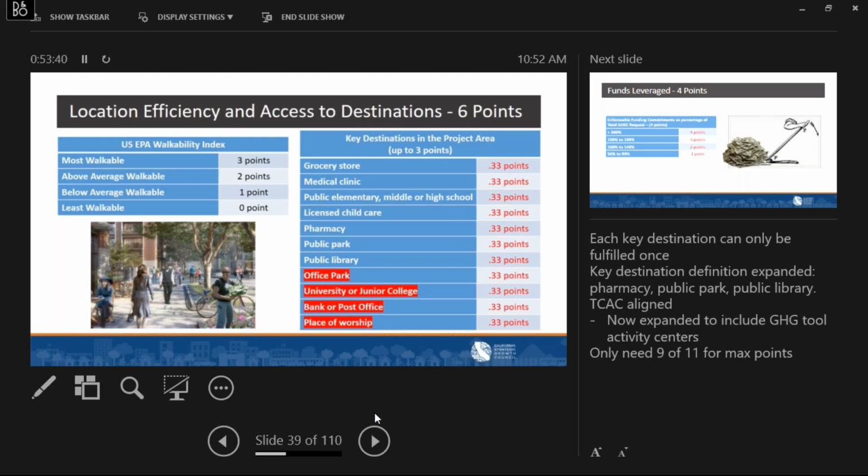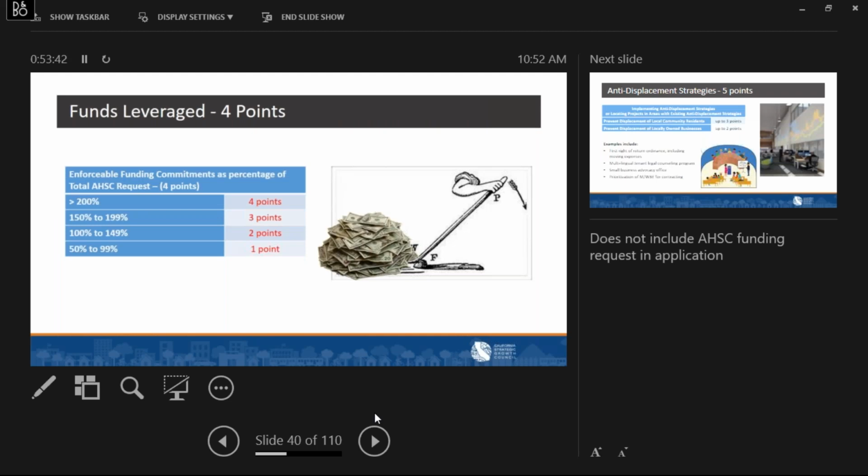Something that some of you from previous rounds might now notice. Our funds leveraged. So what was previously 5 points within this category is now worth 4 points for projects that have enforceable funding commitments represented as a total of your AHSC funding request or as a ratio. So if your project is requesting $20 million and you bring in $40 million in enforceable funding commitments, that project is leveraged by 200% and is eligible for that maximum of 4 points.